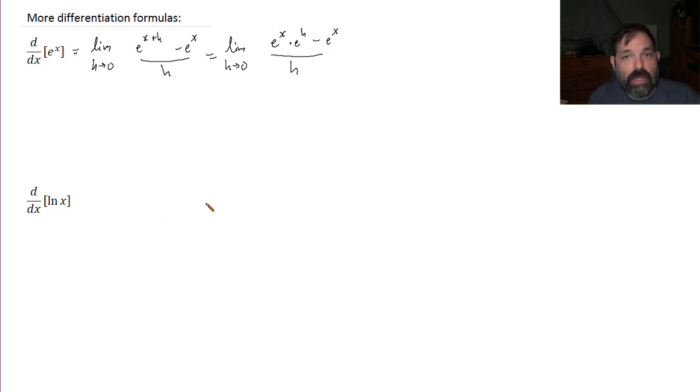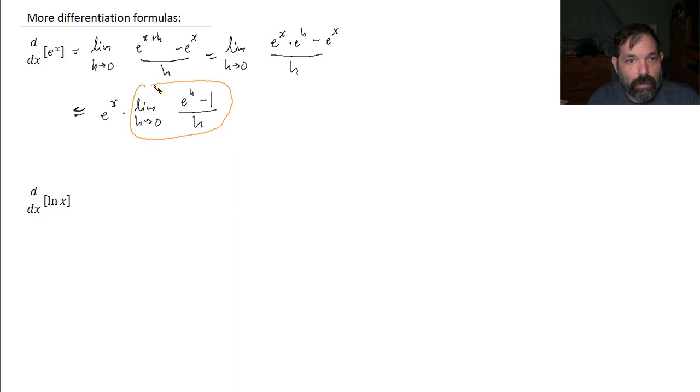I can factor out the e to the x and bring it outside, sort of using a similar trick that we saw in the previous slide. So then that's e to the x times the limit as h approaches 0 of e to the h minus 1 over h. Now this limit is an indeterminate form, and I cannot prove to you right now that this limit is exactly 1. This limit is 1. Okay? Can't prove it right now.